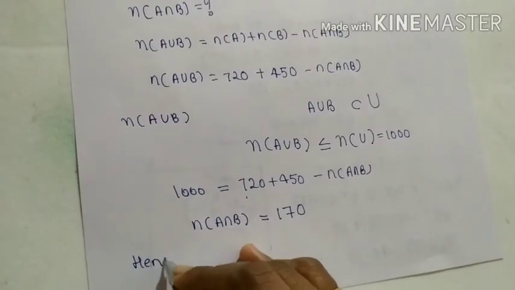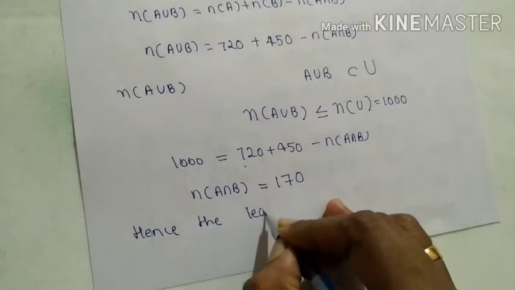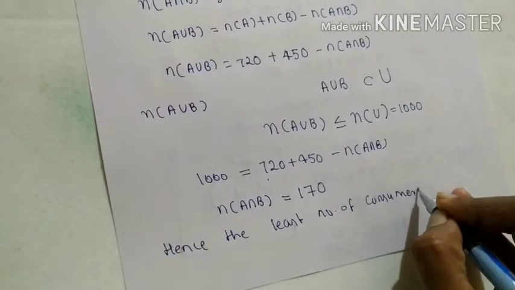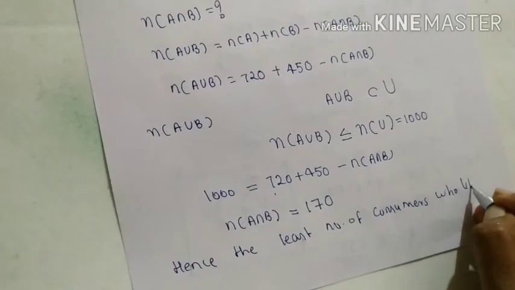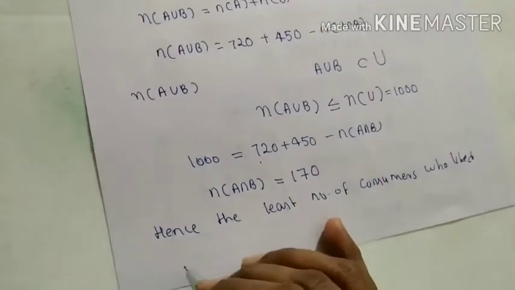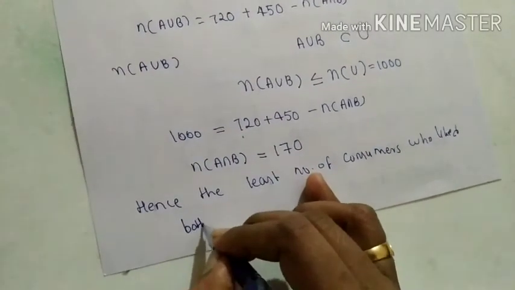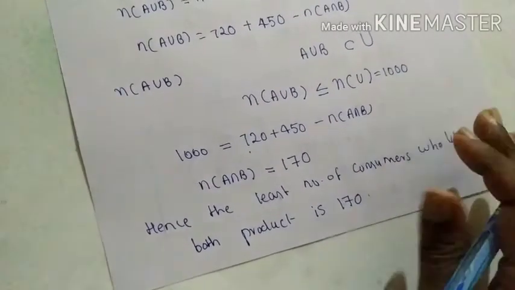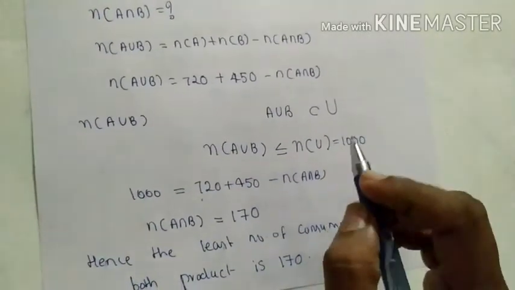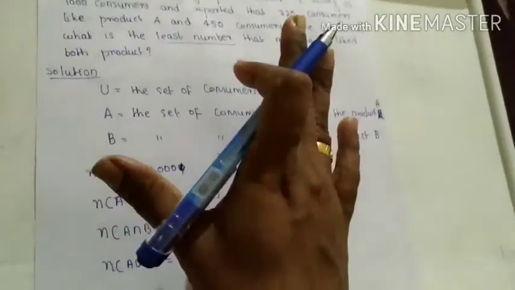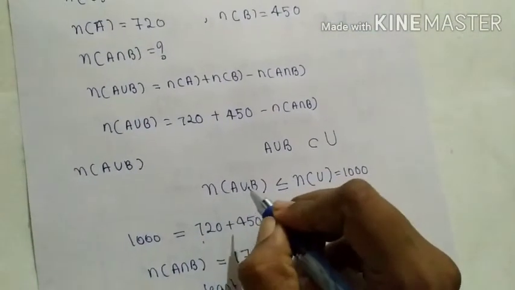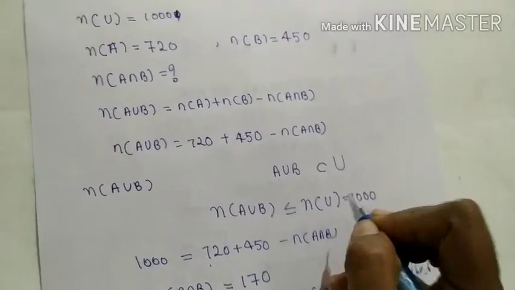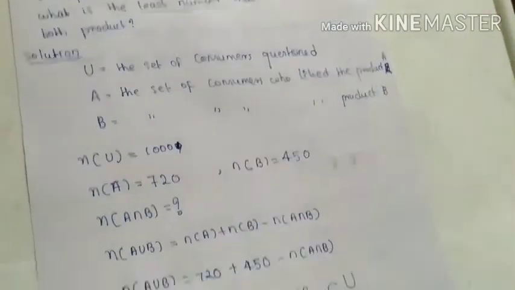Hence, the least number of consumers who liked both products is 170. The only thing we need to note in this question is n of A union B must be less than or equal to n of universal set. I hope you understood the whole question. Okay.